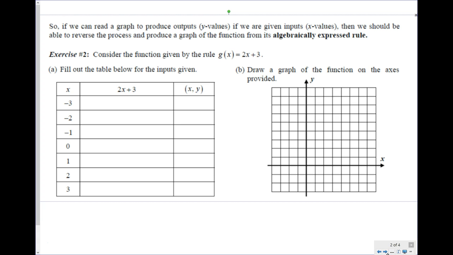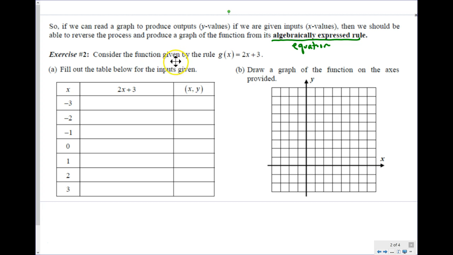So if we can read a graph to produce outputs, meaning y values, if we're given inputs, x values, then we should be able to reverse the process and produce a graph of a function from its algebraically expressed rule. This is a very fancy way of saying from the equation. Now this is something you did in middle school where you take an equation, make a t-table, and plot the points. That's basically what we're doing here. So we're just getting used to the notation and the language.